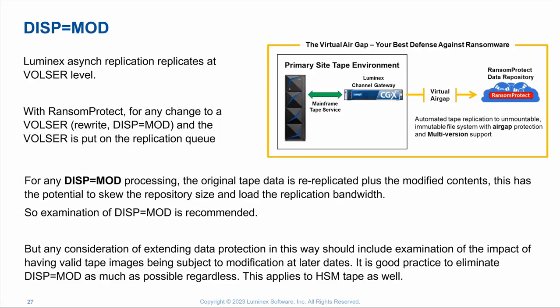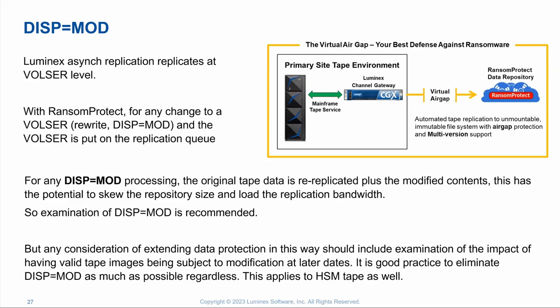If we look at disk mod, we are replicating at Vulsa level into the ransom protect data repository. For synchronous replication, we replicate at block level. For cloud services, we replicate at Vulsa level. So for any change to a Vulsa, rewrite a disk mod, and the Vulsa is re-replicated. So disk mod has the potential to skew the repository size and load the replication bandwidth. So examination of disk mod is recommended.